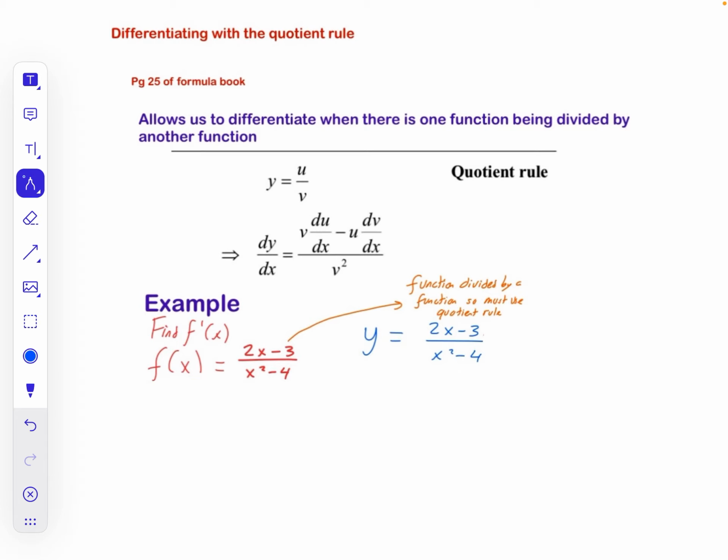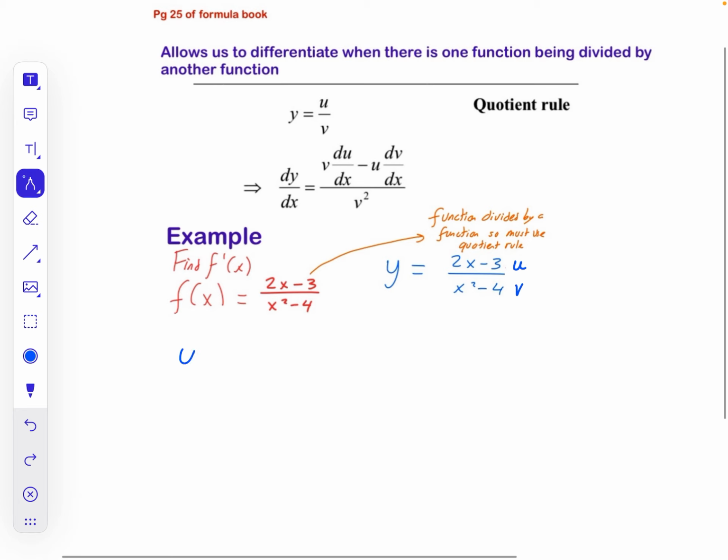So we're going to do exactly the same thing. So we want to find f dash x. So it's 2x minus 3 divided by x squared minus 4. Okay, so they're being divided by each other. That is our cue to use the quotient rule. I'm going to call the top bit u and the bottom bit v, same as they did up here. Now we're going to set it up exactly the same way. So down here I'm going to write that u is equal to 2x minus 3.